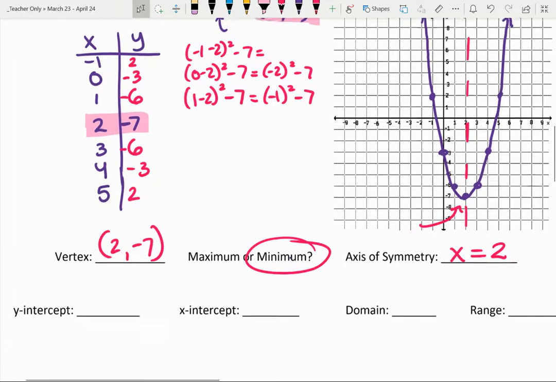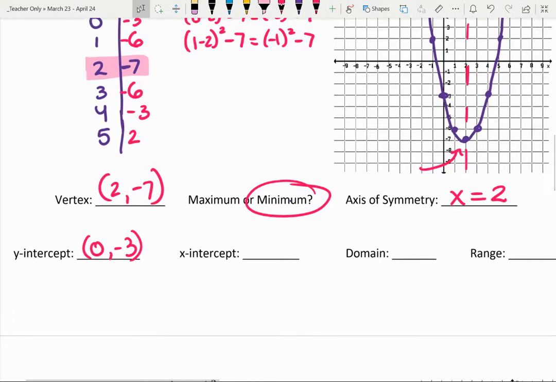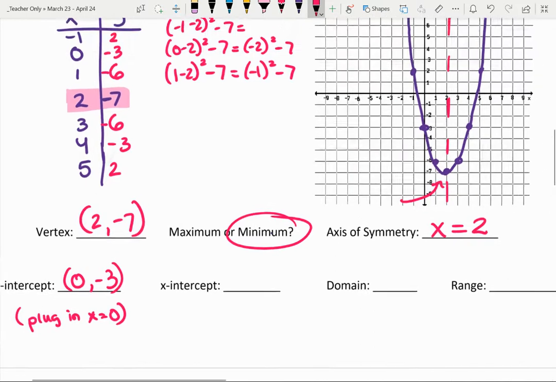Our y-intercept, you know that that's where the graph crosses the y-axis. So in this case, it is 0, negative 3. Remember, if I didn't have it graphically, or I didn't have it in my table, I can always just plug in x equals 0, and I'll always get my y-intercept there.